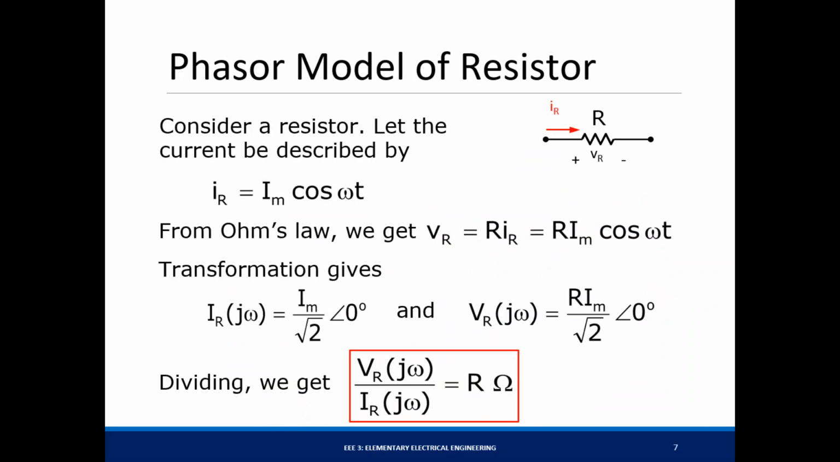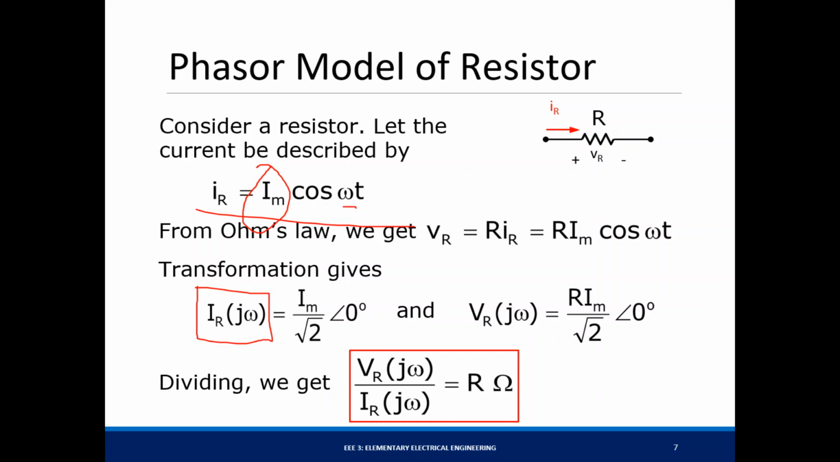Consider the resistor first. In a resistor, let I_R be the current, which is I_m cosine omega t. Therefore, there is no phase shift. We can represent this current in phasor form: the magnitude divided by square root of 2, which is RMS, angle 0 degrees, since there is no phase shift.